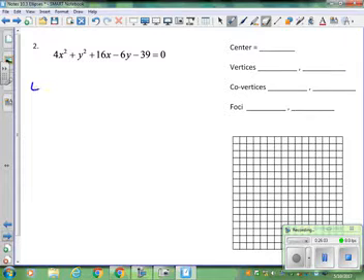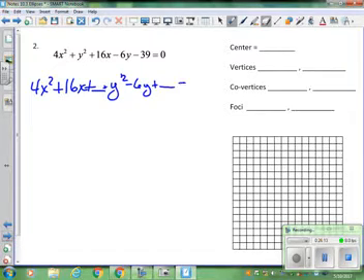So you always start off with x's because x's are always first in all ellipse formulas. And bring your 39 to the other side and make it positive. Did I get all the signs right?